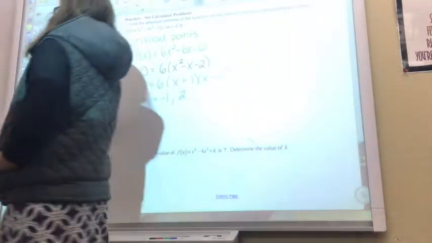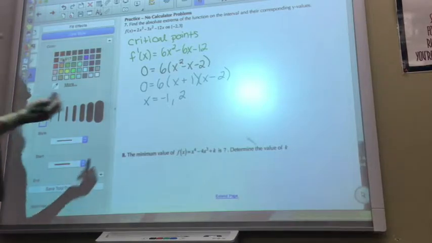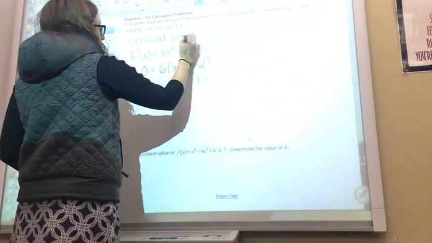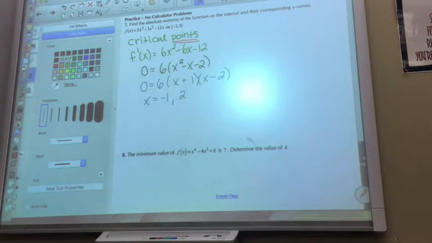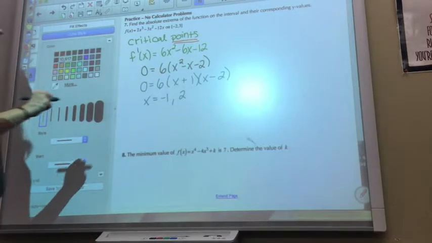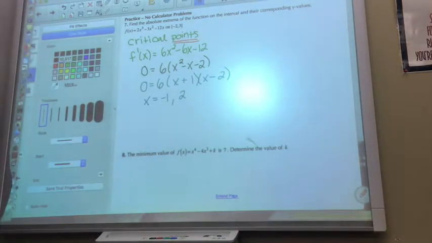And here's where using proper vocabulary might help you out a lot. What we care about are our critical points. Have we found our critical points yet? No. What have we found? Critical numbers. We found our critical numbers. We want our critical points. So I need to do what with my negative 1 and my 2? Plug it back into f of x.